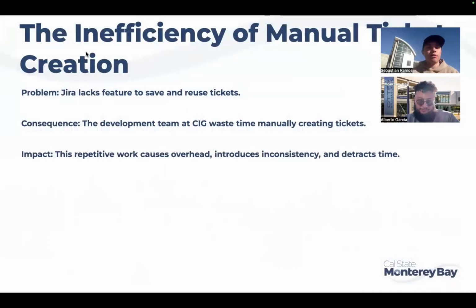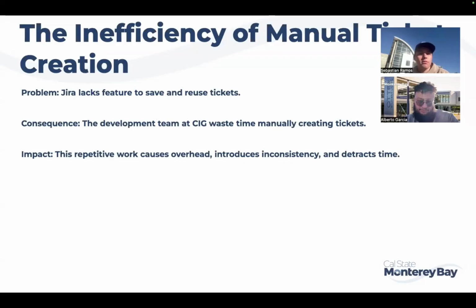The main problem that we were tackling is the fact that Jira lacks the feature to save and reuse tickets. The consequence of this is that the development team and probably a lot of other teams waste time manually creating tickets that are pretty much the exact same. They mentioned that they waste about 2 hours, like every 2 weeks, creating tickets that are exactly the same. This repetitive work just causes overhead and introduces inconsistency, and it just detracts time from more valuable things they could be doing.